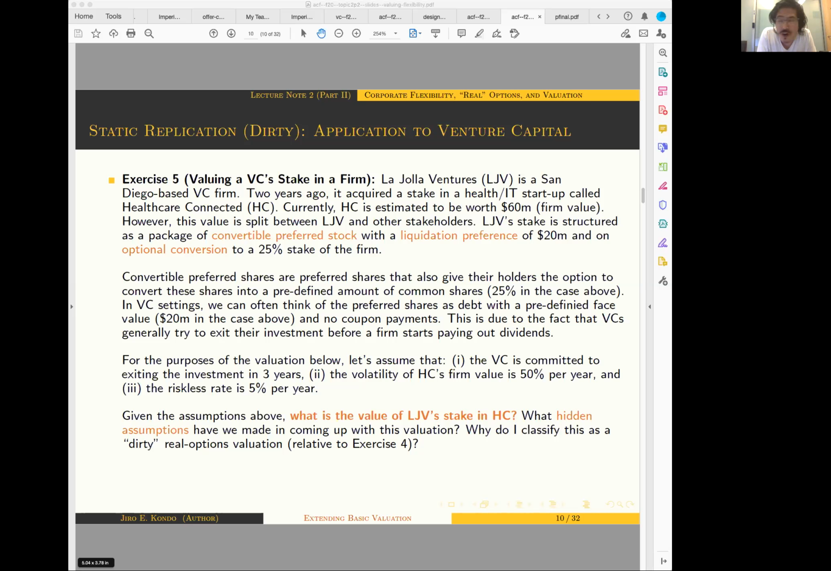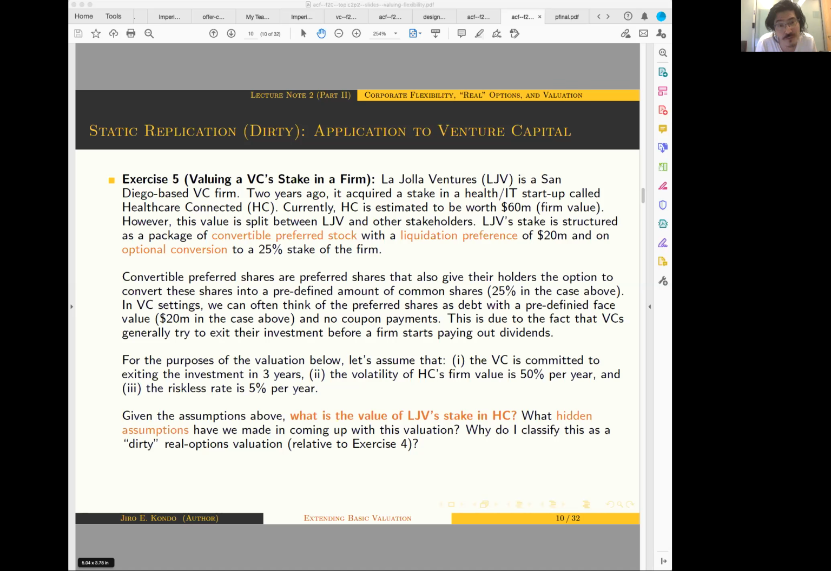So let's take a look at this. We've got a VC firm, La Jolla Ventures, LJV. It's a San Diego-based VC firm. And 2 years ago, it made an investment in a startup in the health IT space called Healthcare Connect, or HC for short. Currently, HC is estimated to be worth 60 million in face value.